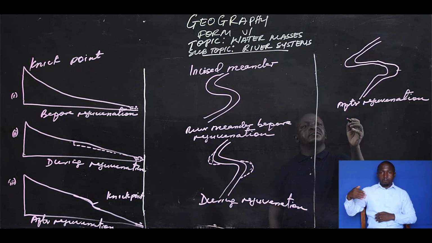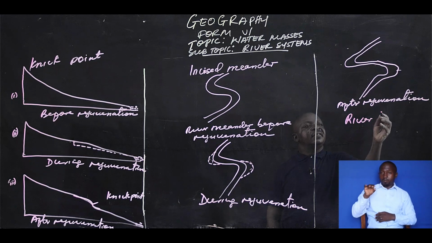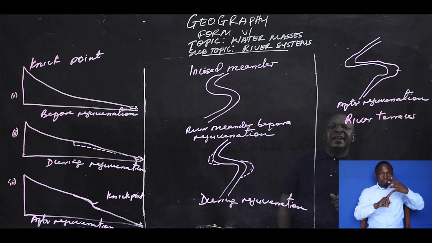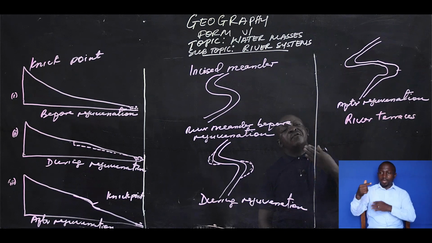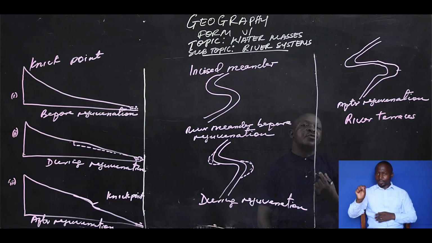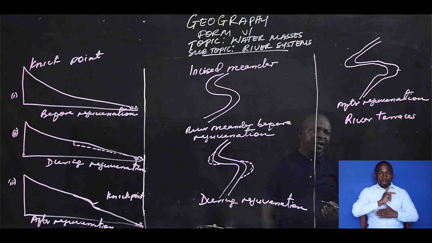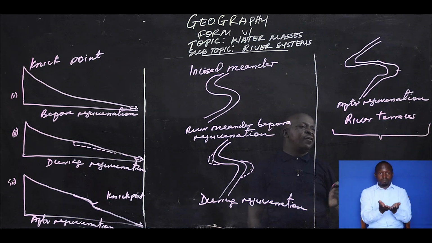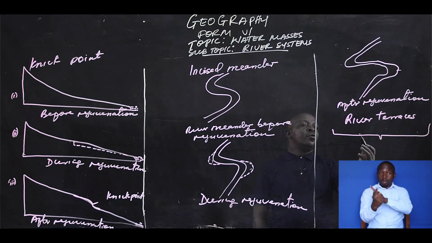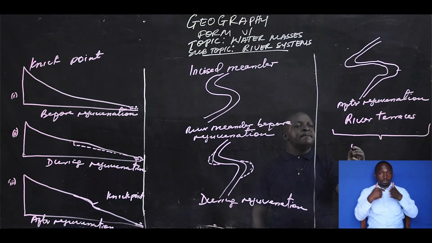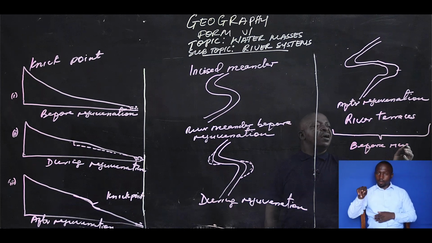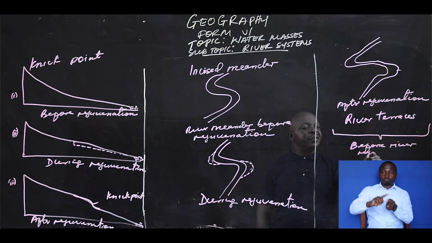4, river terraces. River terraces commonly develop if the floodplain of the river is renewed. Look here. Here we have the floodplain before river rejuvenation.